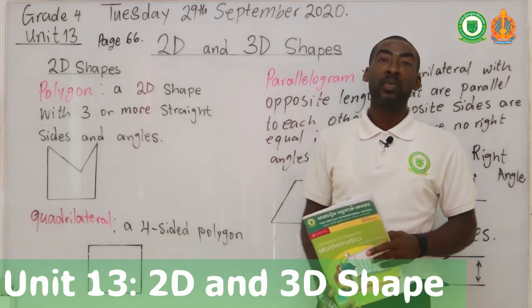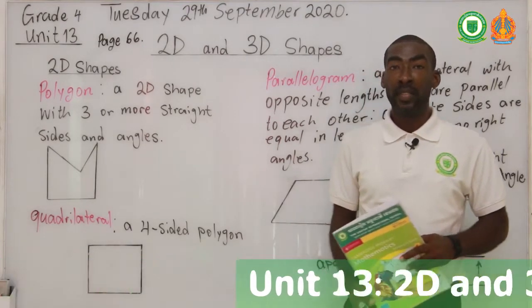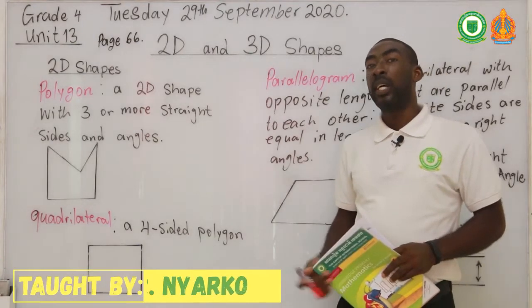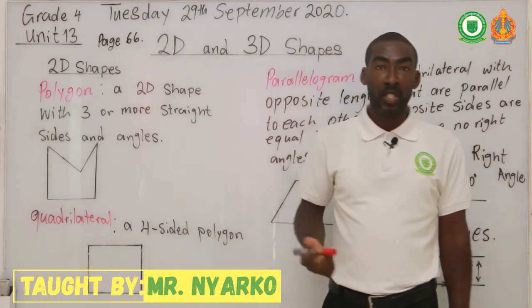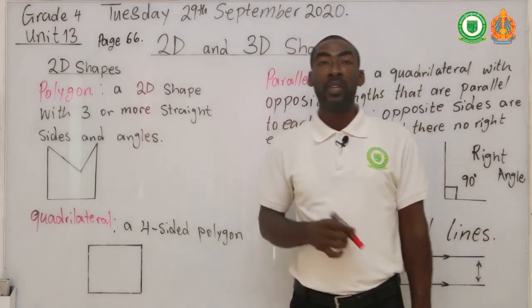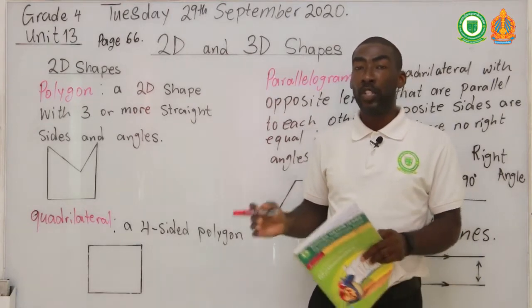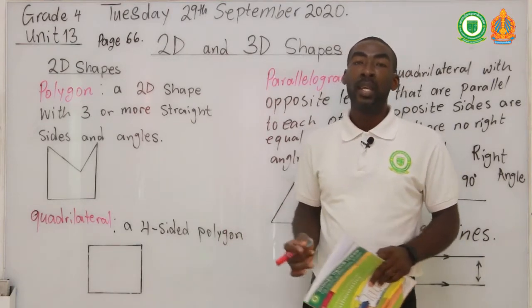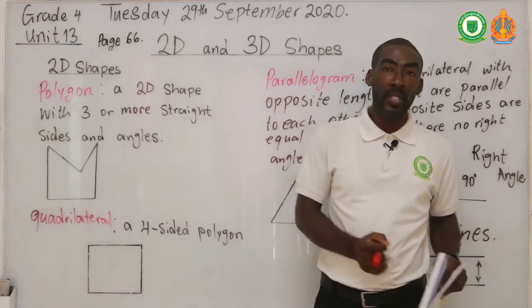In today's lesson, we'll be continuing from page 66, unit 13. Today we are doing another level of 2D and 3D shapes. In your previous lessons on 2D and 3D shapes, you've come to realize that 2D shapes are shapes with 2 dimensions and 3D shapes are shapes with 3 dimensions.